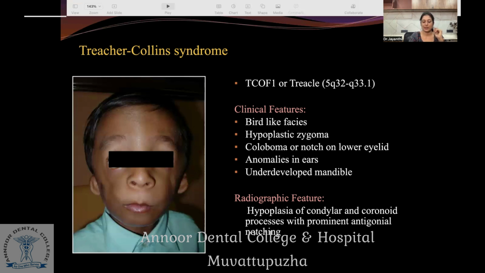And when you come to the ears, the external ear or the pinna shows a lot of developmental anomalies. In addition to all that, the patient also has an underdeveloped mandible, similar to what you saw in Pierre Robin syndrome. So please remember these two conditions. Number one, Pierre Robin syndrome. Number two, Treacher Collins syndrome. The common feature to both of these is mainly an underdeveloped or small mandible. That is the primary bone problem in these patients. So whenever you take a radiograph, because this mandible is not developed properly, the condylar process and coronoid process of the mandible will show hypoplasia. Therefore, the antegonial notch will be very prominent. That can be appreciated in the radiograph of these patients.